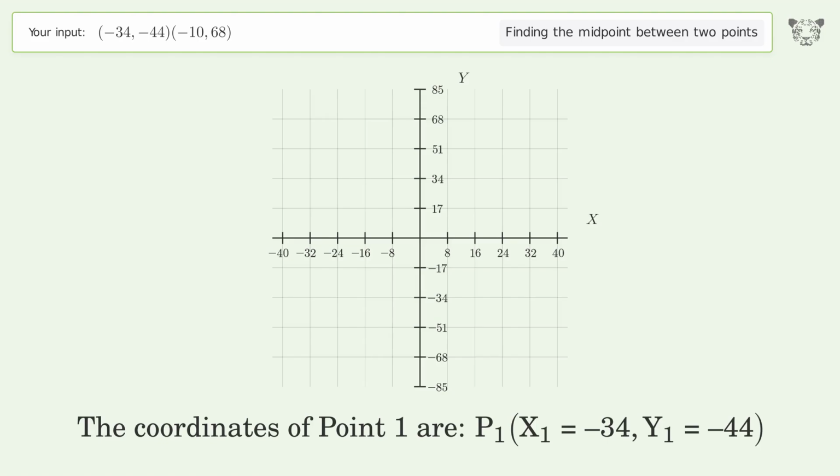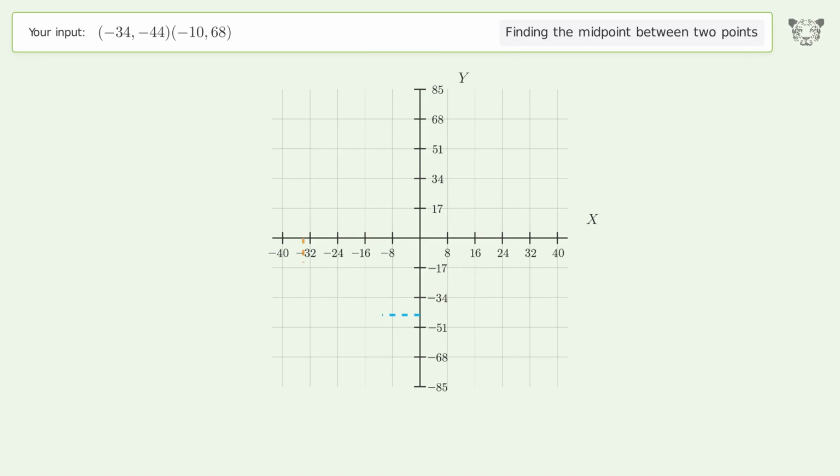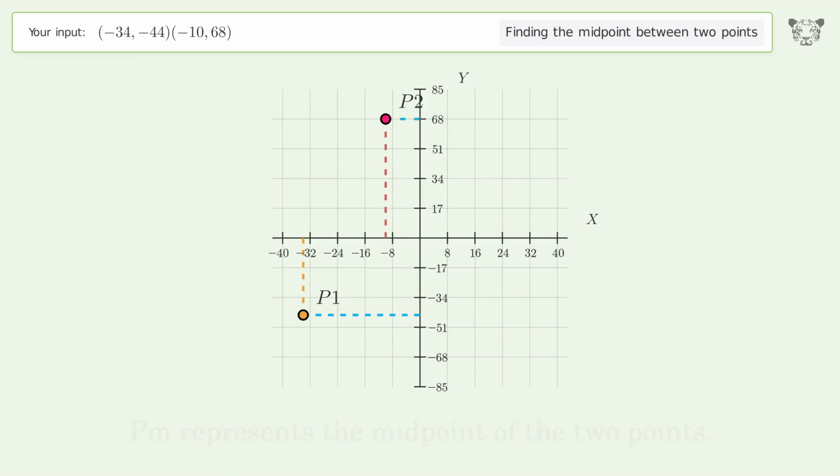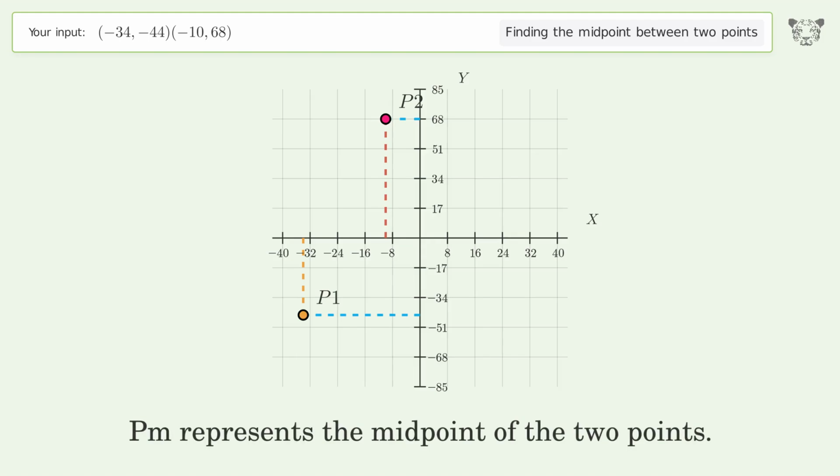The coordinates of point 1 are x1 equals negative 34, y1 equals negative 44. The coordinates of point 2 are x2 equals negative 10, y2 equals 68. PM represents the midpoint of the 2 points.